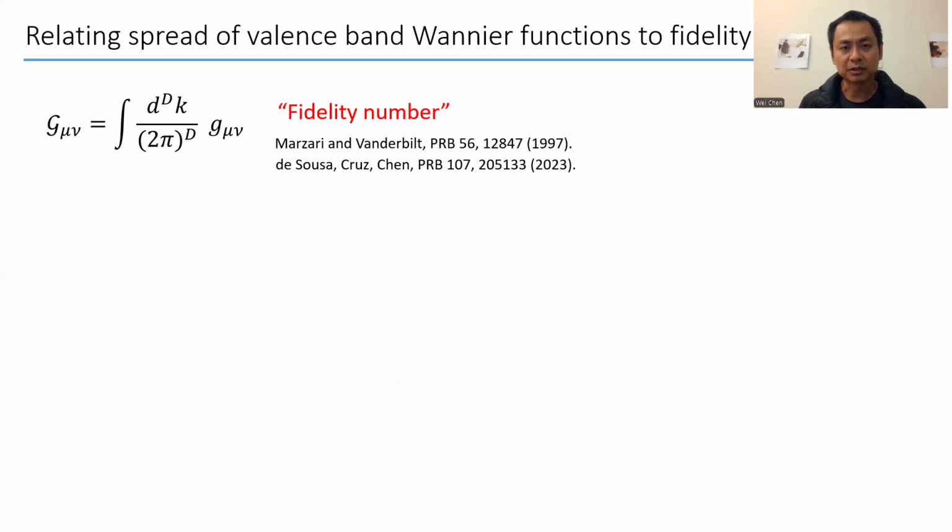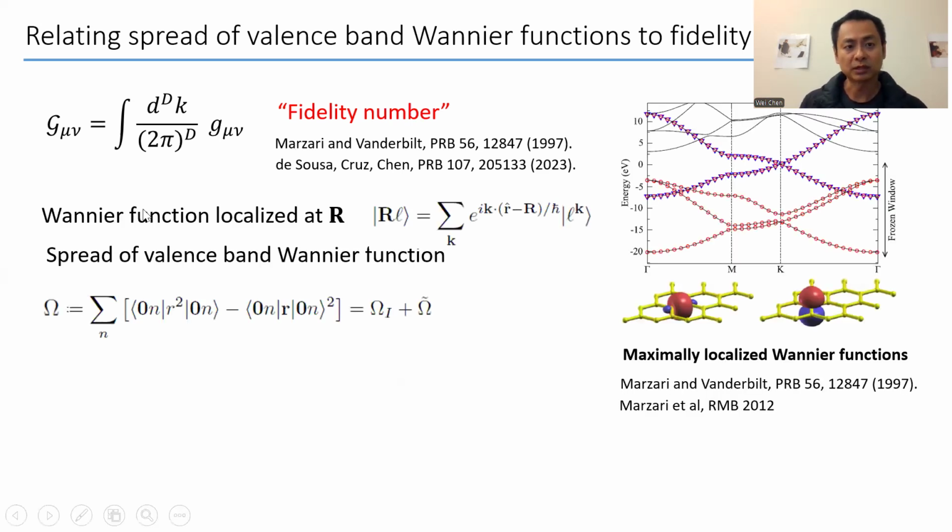Now, this number is particularly important because it is related to the Wannier functions. So what is a Wannier function? Well, you take a Bloch state that defines your momentum space eigenstates. You Fourier transform it, then you can construct a Wannier state that is localized at some unit cell in real space.